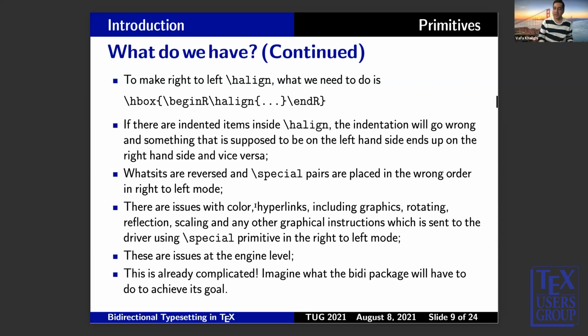This is already complicated. Imagine what the bidi package has to do to achieve its goal. We want to support more than 200 packages in the typesetting of right to left. So what can we do when things are this bad?